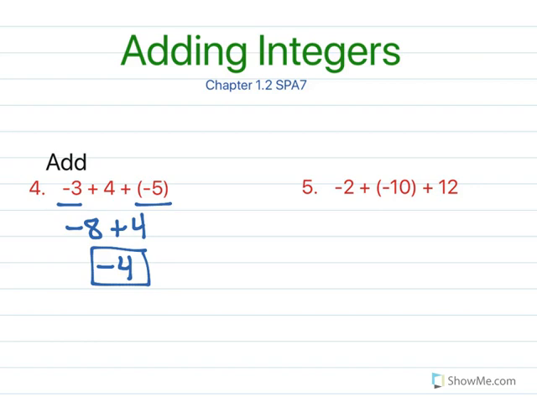Again, notice what I said in this problem. I said I have 8 negatives and I have 4 positives. What do I have more of? I have more negatives. How many more? I have 4 more. That's another way of looking at it.